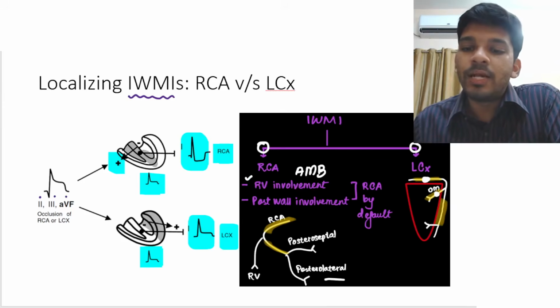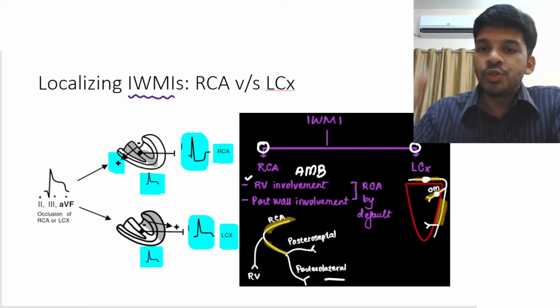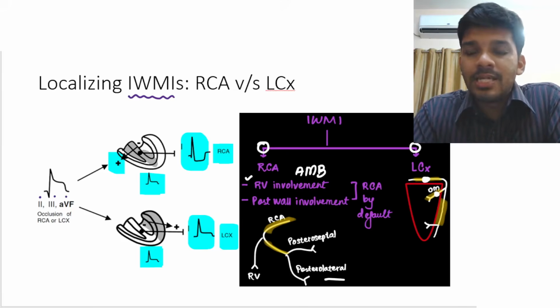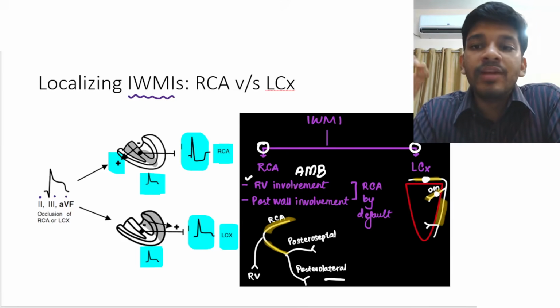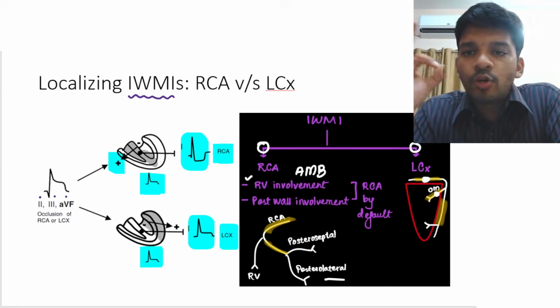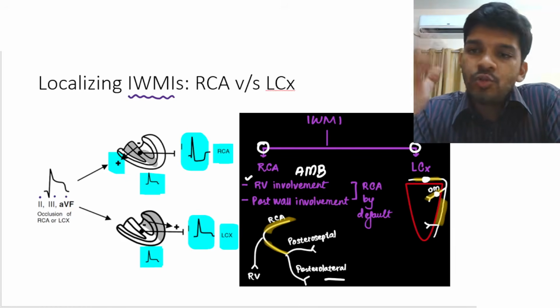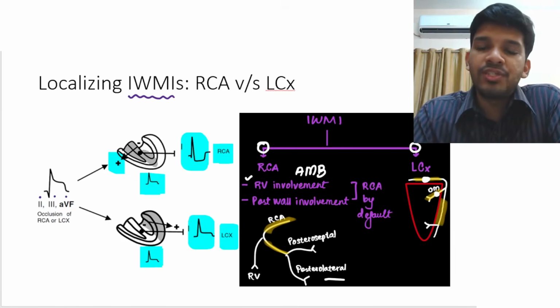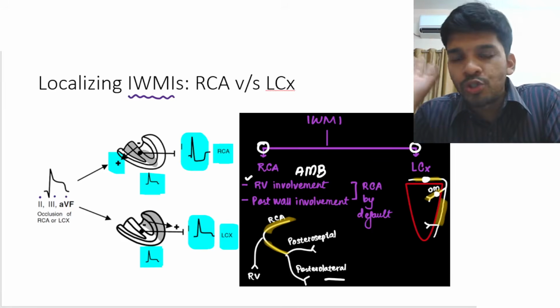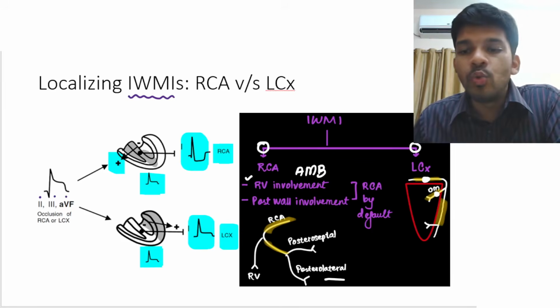So just see what I'm telling here. When you are looking at an approach to inferior wall MIs, first you should see whether there is right ventricular extension or posterior extension. If it is present, your localization automatically is the right coronary artery. Supporting evidence will be that lead 1 will have ST depression. Whereas, if there is ST elevation in lead 1, that is a definite clue that it is a left circumflex artery occlusion. That is how you can localize to these two arteries.